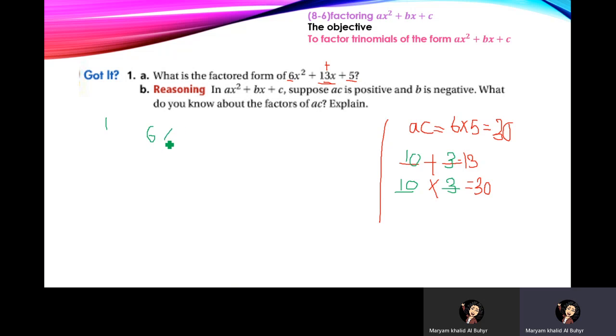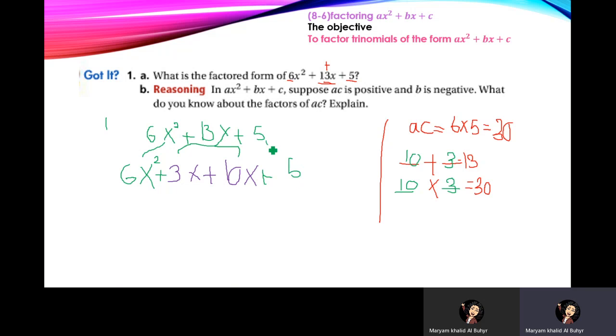Now go back and continue your work. So 6x to the power 2 plus 13x plus 5. I rewrite it now to show you what I am going to do with this part. I'm going to rewrite it into 3x plus 10x. Then I will write the remaining thing from my polynomial, dropping it down: 6x to the power 2 plus 5. That's what I did here.